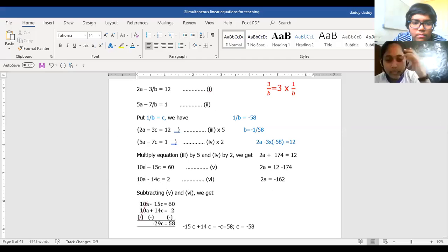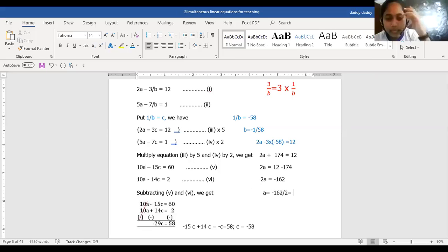Ma'am, 58 was in the denominator. How did it come in the numerator? I'll just explain. Let me just calculate the value. A is equal to minus 162 divided by 2, which is equal to minus 81, right?